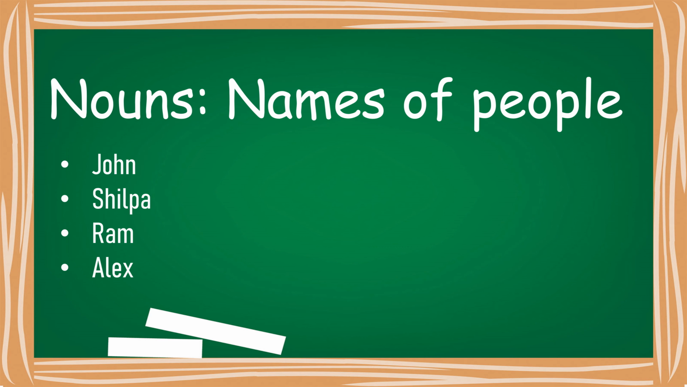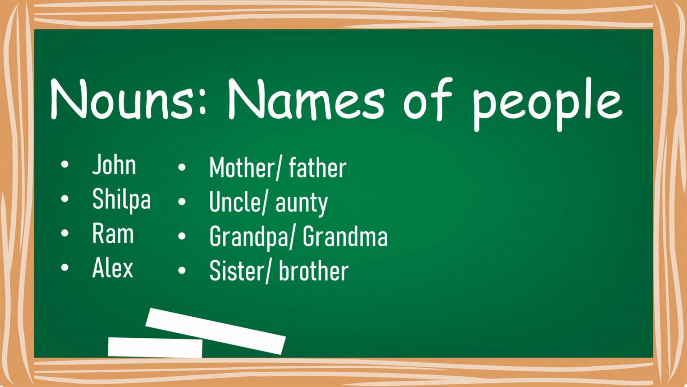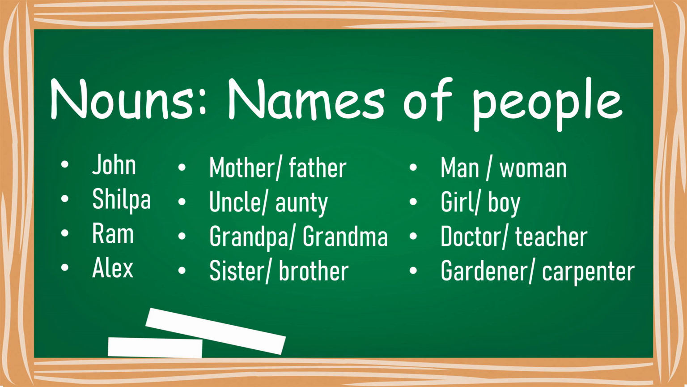Now let's summarize what we learned in the names of people. Some names of the people such as John, Shilpa, Ram, Alex, and the relations names such as mother, father, uncle, auntie, grandpa, grandma, sister, brother, girl, boy, baby, all these comes under nouns. And also the profession's name such as doctor, teacher, gardener, carpenter, electrician, everything comes under the noun.